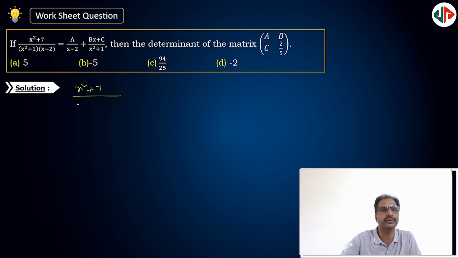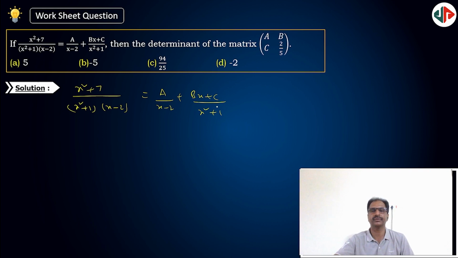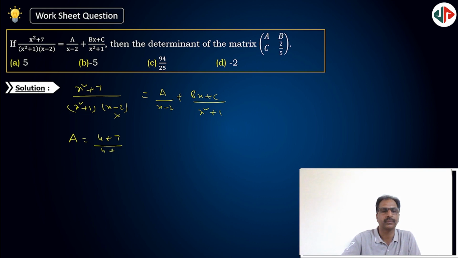Next. X square plus 7 by (x square plus 1) into (x minus 2) is equal to A by x minus 2 plus... Now you have to find the determinant of that matrix. For that we require A, B, C. Already I told you the short method for finding A. Equate x minus 2 to 0. We'll get x is equal to 2, put x is equal to 2 except here. So this is 11 by 5.